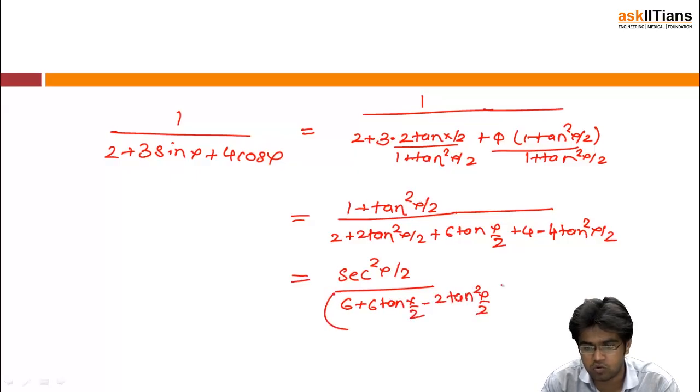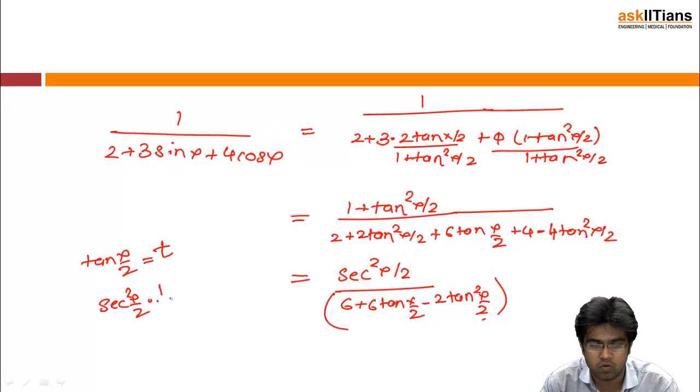So obviously you can make a whole square here, and if you put tan x by 2 as t, then sec square x by 2 into 1 by 2 dx is dt. That means sec square x by 2 dx is actually 2 dt. So if you put this t, dt is available. Again, it's a whole square in the bottom. We can solve.